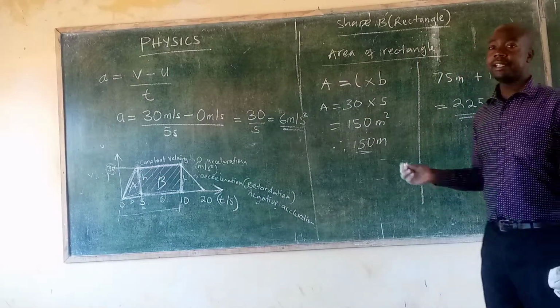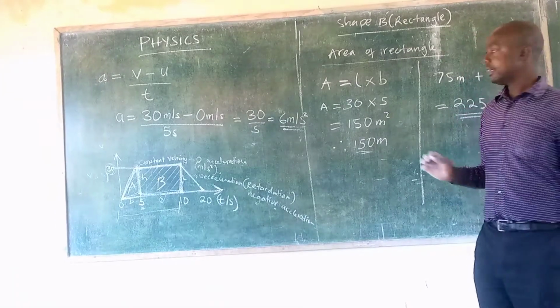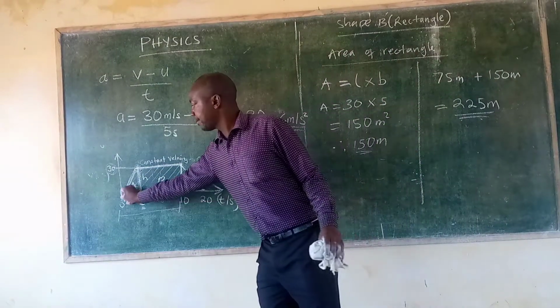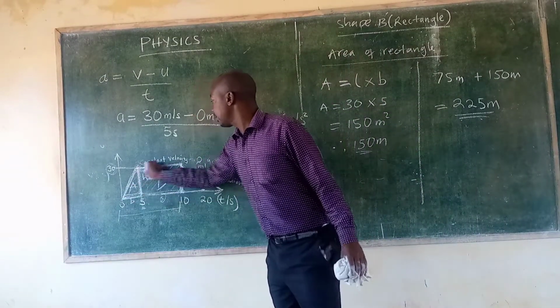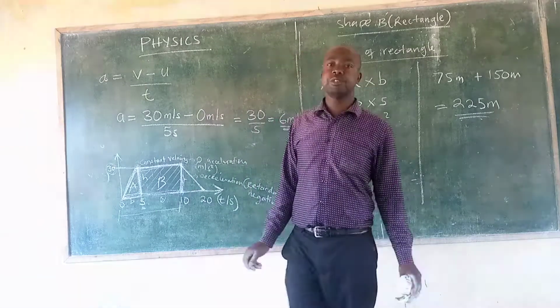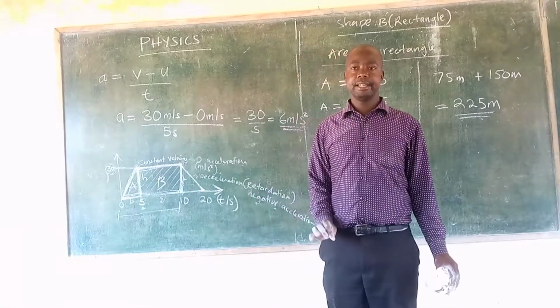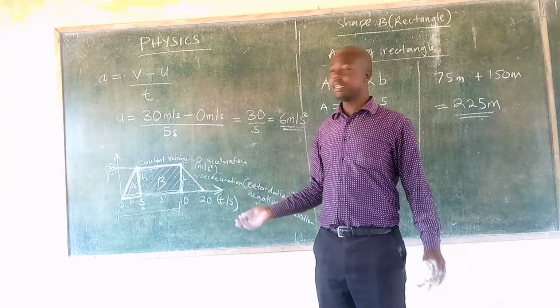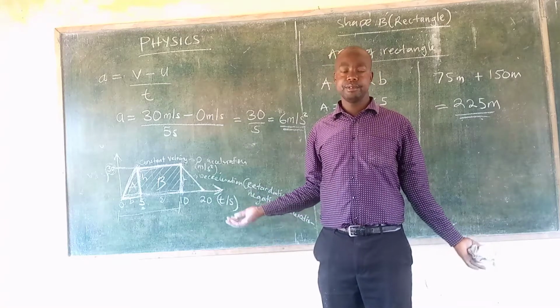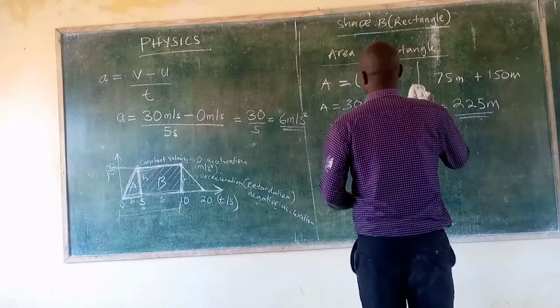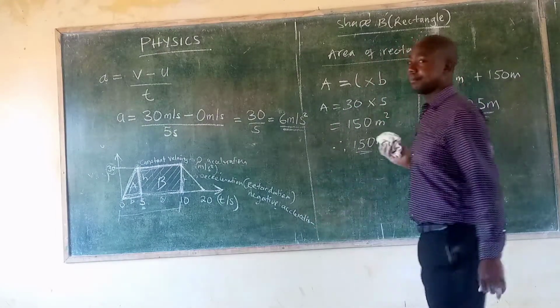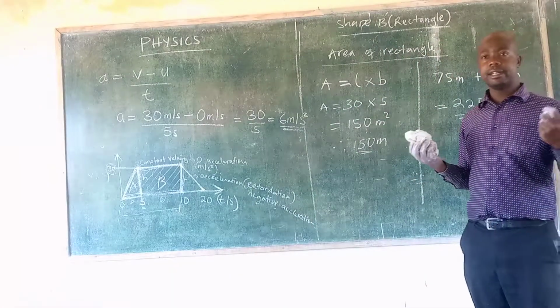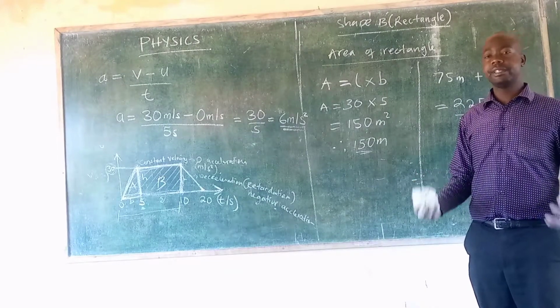There's also another method you can use: the trapezium formula. Okay? Because this shape, the triangle and the rectangle combined, will form what you call a trapezium. So you can also use the area of a trapezium. You can simply use that one if you want. You can use the formula for the area of a trapezium. The trapezium consists of a triangle and a rectangle, or a square combined with a triangle.